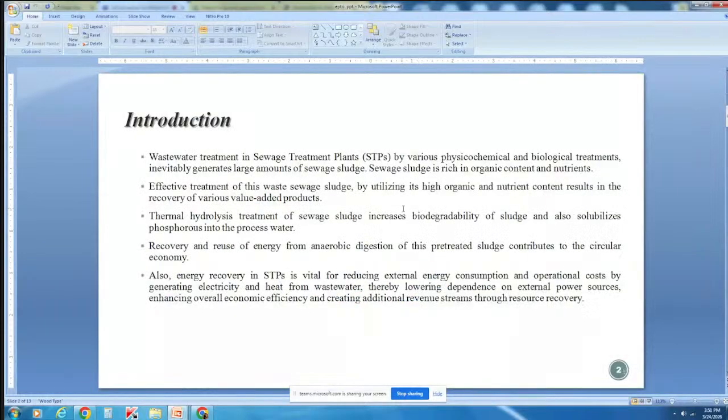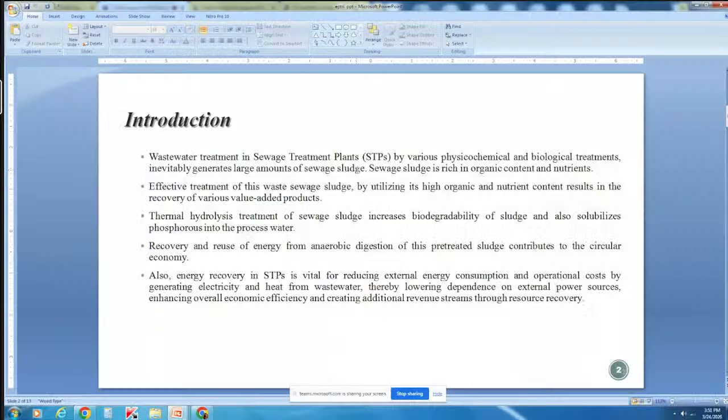So, particularly, this is a sewage wastewater treatment plant. You have both aerobic and anaerobic types of treatment. When you do anaerobic treatment, like an upflow anaerobic sludge blanket, you can get energy recovery. We can also treat that sewage sludge with the help of anaerobic digestion.